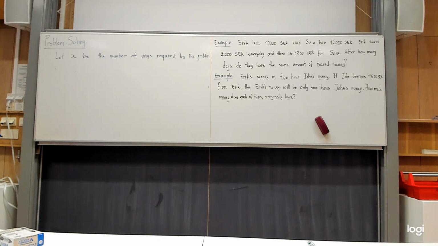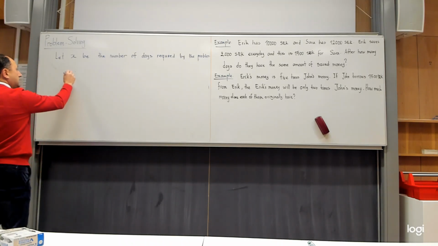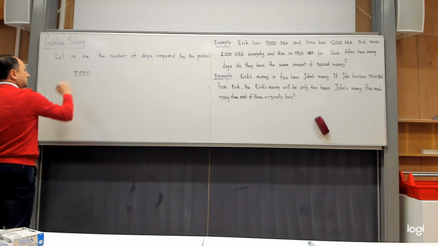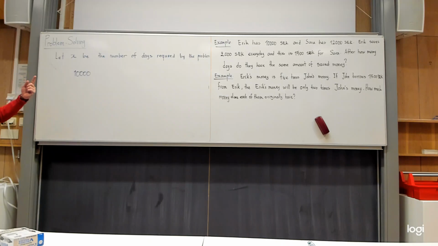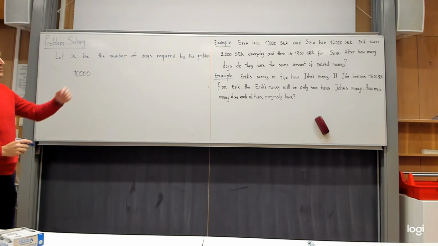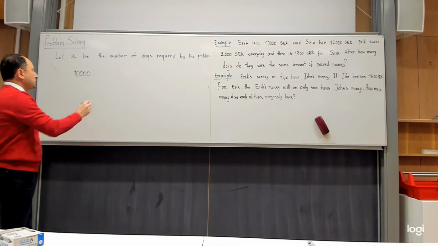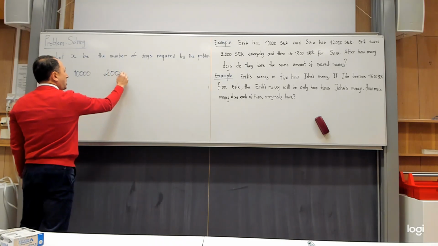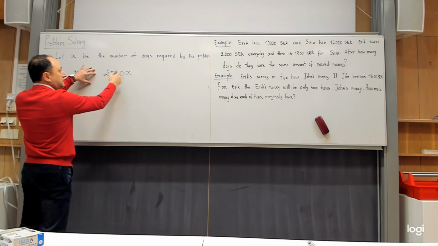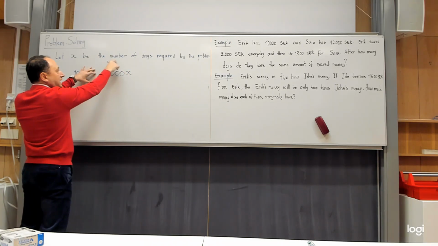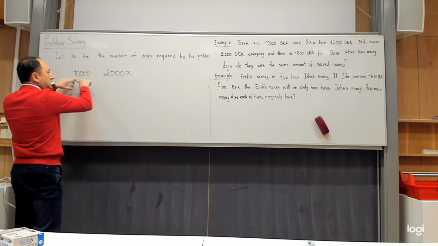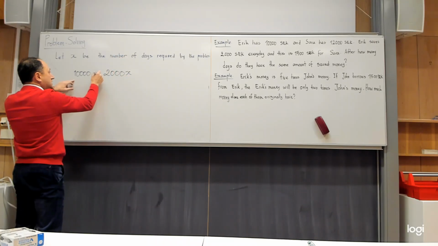Yes? I wrote 10,000 plus 2,000x equals 12,000 plus 1,500x. Exactly. Yes? Because the money that Eric has is 10,000. And each day he is saving 2,000. How many days has elapsed? Supposedly x days. So it becomes 2,000 times x. This is the money that Eric saves during these x days. And he has an initial money. So the money at the end of that x days is this amount.